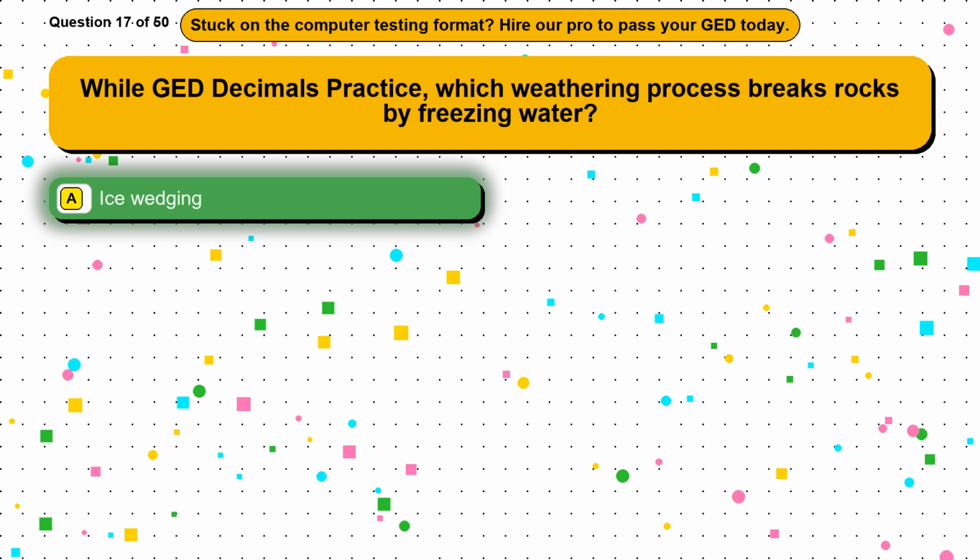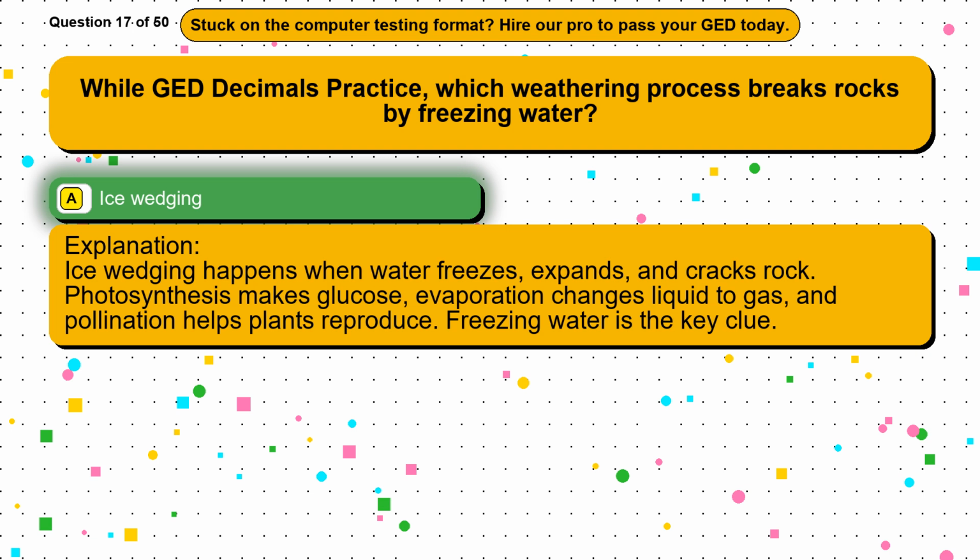Ice wedging. Ice wedging happens when water freezes, expands, and cracks rock. Photosynthesis makes glucose, evaporation changes liquid to gas, and pollination helps plants reproduce. Freezing water is the key clue.